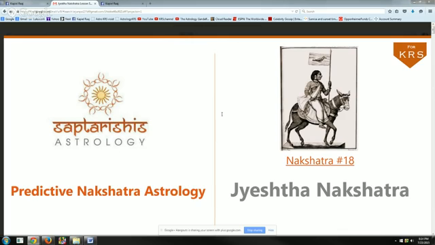Another thing about Jyeshtha is she was the eldest amongst all the 27 wives of the moon god. 27 constellations, 27 nakshatras, and Jyeshtha was the eldest. So she's the eldest of all the 27 nakshatras.